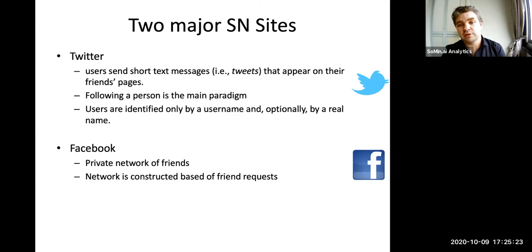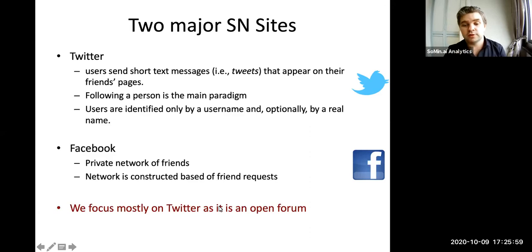So in Twitter, we have short messages. We can follow people. The main paradigm is following a person on Twitter, and we can identify people by their username or sometimes by real name, in certain cases. In Facebook, we have a private network of friends, constructed based on friend requests, similar to LinkedIn. That's why Facebook and LinkedIn are pretty much interchangeable in Russia. People use Facebook as LinkedIn because LinkedIn itself is quite often blocked.